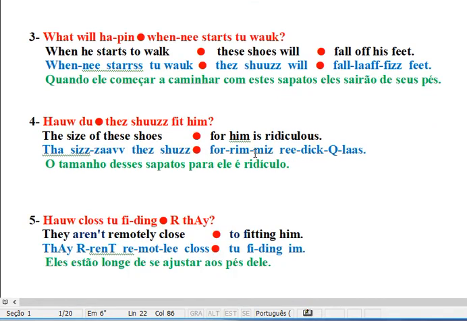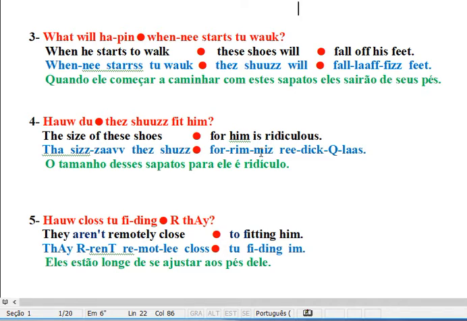Line 3. When he starts to walk, these shoes will fall off his feet.